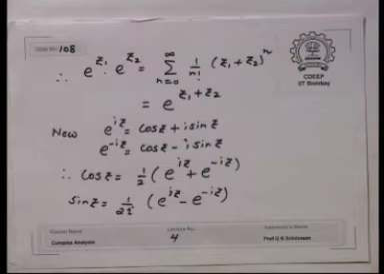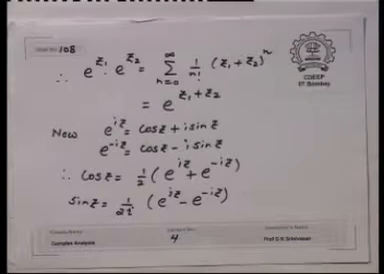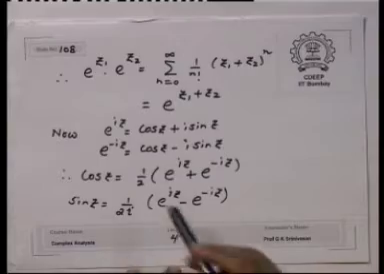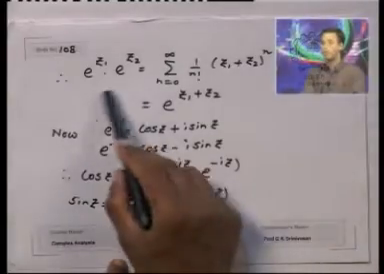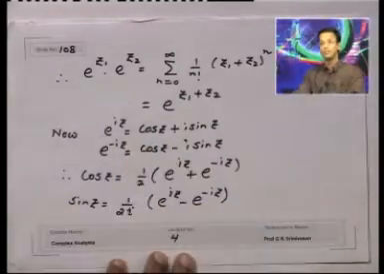Right. So, now e to the power iz is cos z plus i times sin z, e to the power minus iz is cos z minus i times sin z, cos z is 1/2 of e to the power iz plus e to the power minus iz, sin z is 1 over 2i of e to the power iz minus e to the power minus iz. So, we have these two identities and we have this exponential addition theorem.